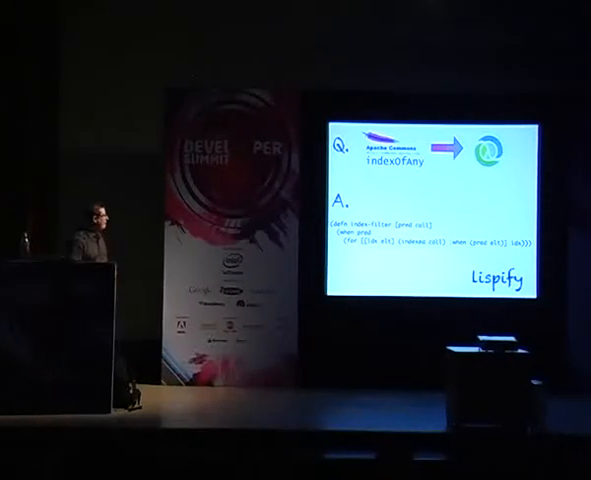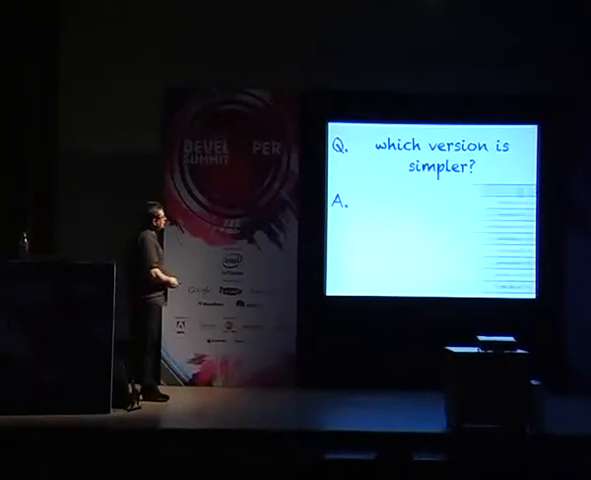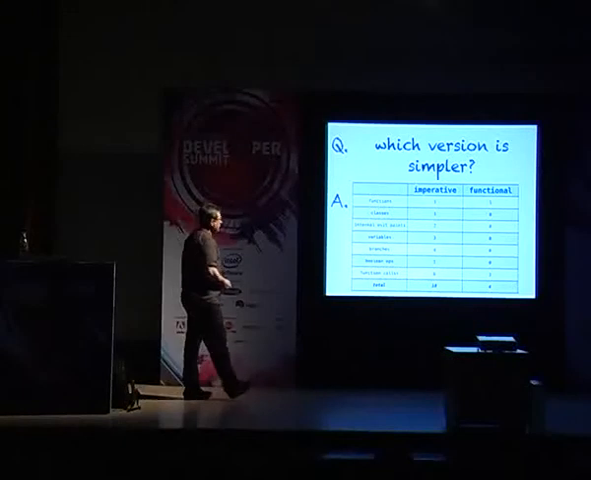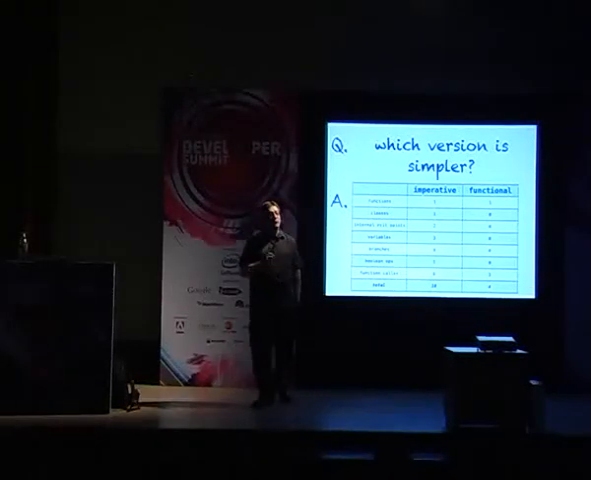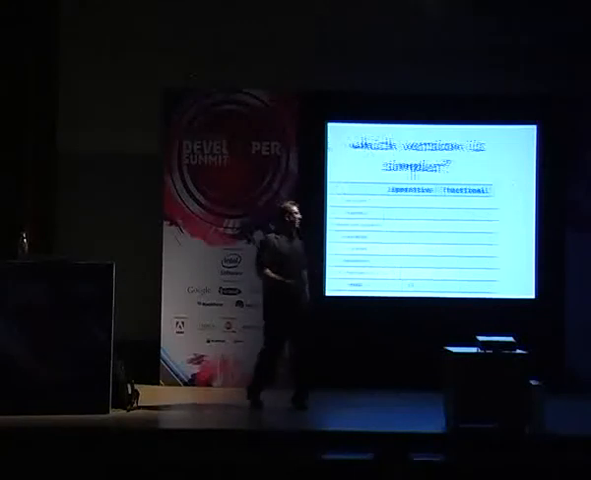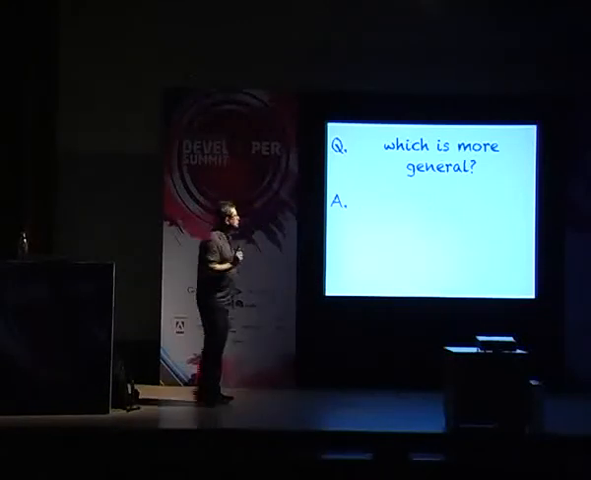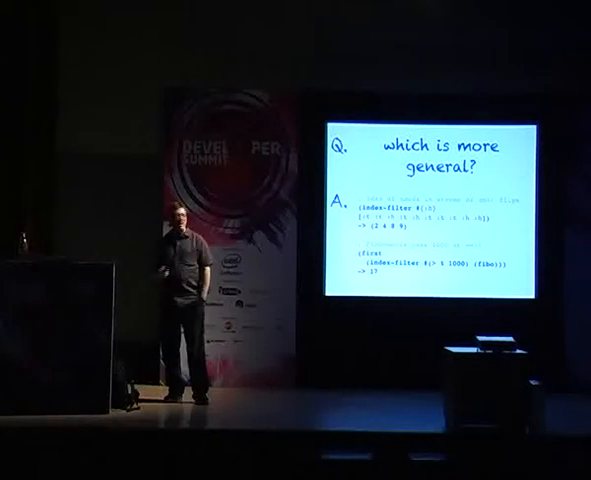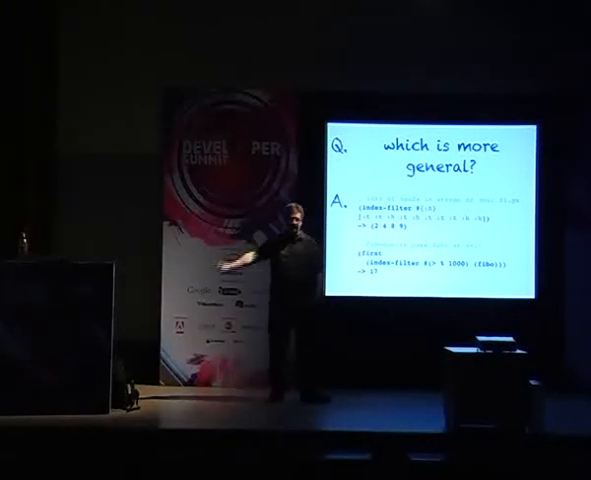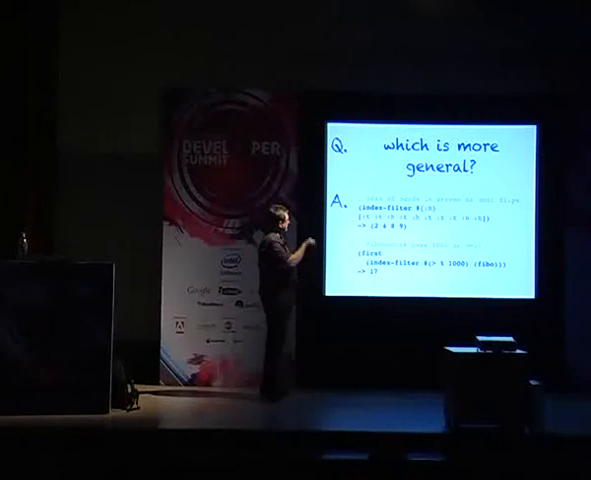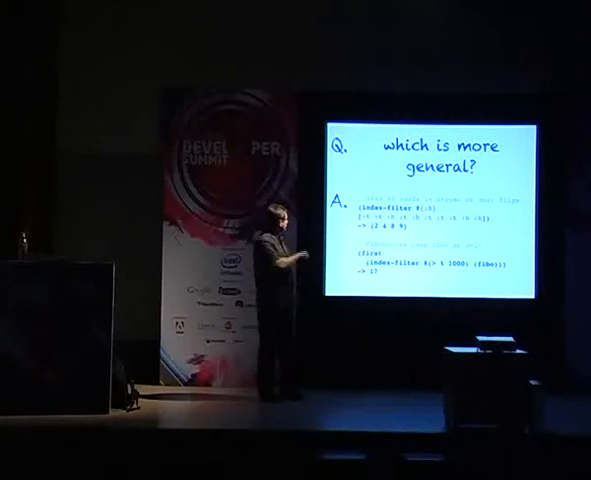But now that I have this, which version is simpler? The Java version has 18 moving parts. The Clojure version has 4 moving parts. And yet, the Clojure version is more general than the Java version. Because in the Clojure version, you can actually index-filter on any collection. This basically says, I have a string of head and tail calls, index-filter and return me the positions of all the heads. So 2, 4, 8, and 9 are all heads.